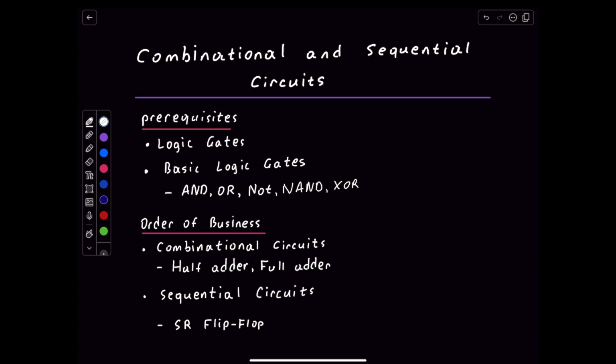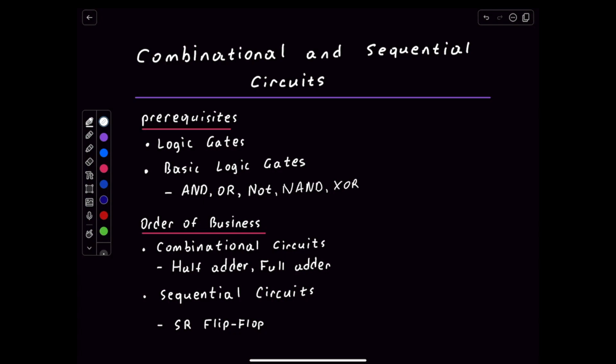Alright, so what is a circuit? A circuit is just composed of logic gates, and it's used for different purposes, mostly just to perform operations. So they are divided into different categories, as you have guessed, combinational and sequential. I'm going to talk about both of those.